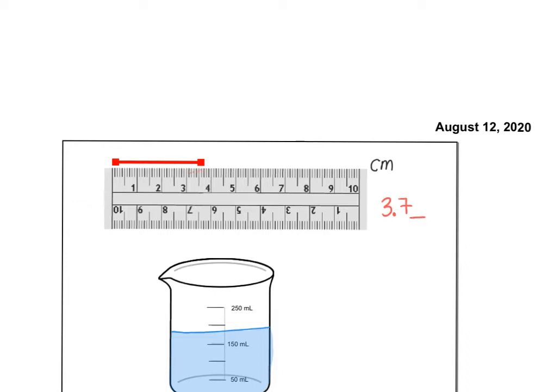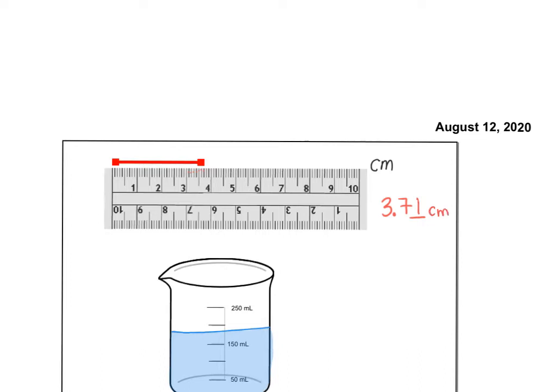So I'm certain of the 3. I'm certain of the 7. Certain of the 3, certain of the 7, because there's markings for those. And now we have to estimate a digit, one past. That's what science has agreed upon. So I think it's maybe a little past 3.7, so I'm going to say 3.71 centimeters.